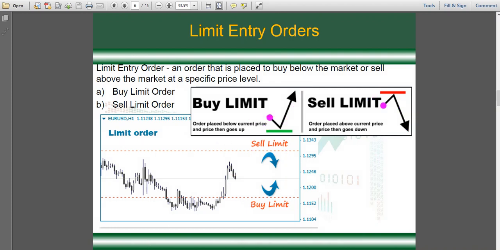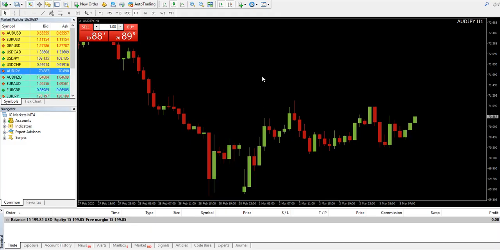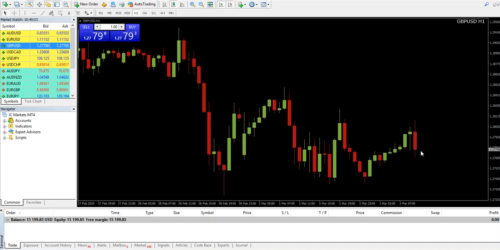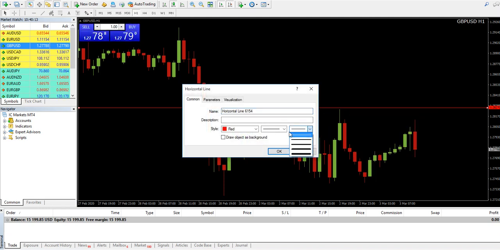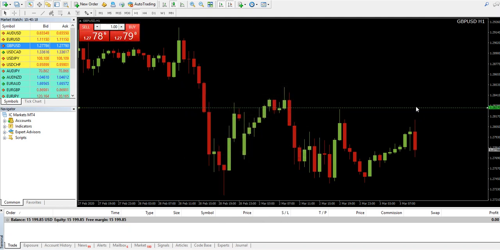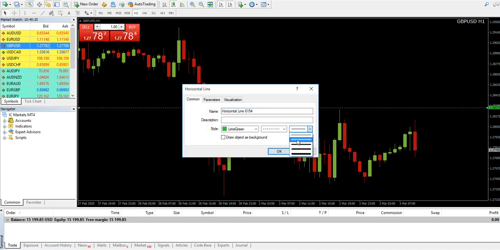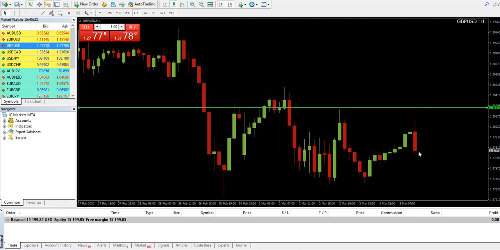So over to MetaTrader 4 to show you how we can execute these trades. Now we have a pound dollar chart, 1 hour. Let me say, for example, I want to sell if the market comes to this price. The market going to that price, I will sell. If the market comes back to this level, let me just make it thicker. So I'm selling if price comes up to this point.